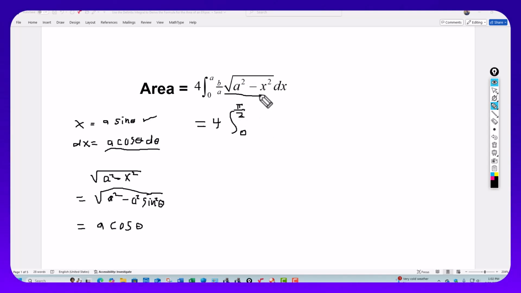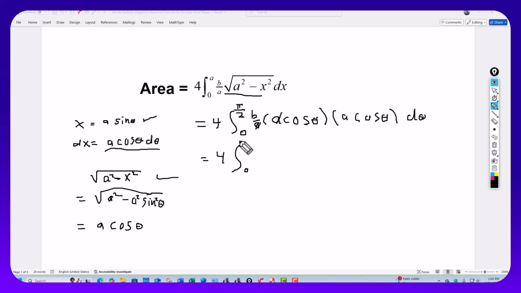And then, of course, for this right here, we got a cosine theta. And for the dx, we got a cosine theta d theta. And then, of course, I still have the b over a here. And we can cancel one of these a's. This a and this a will cancel. I'll get 4. Limits haven't changed yet. Stay the same, 0, pi over 2. You got a times b, so there's the ab. That's going to be d theta.